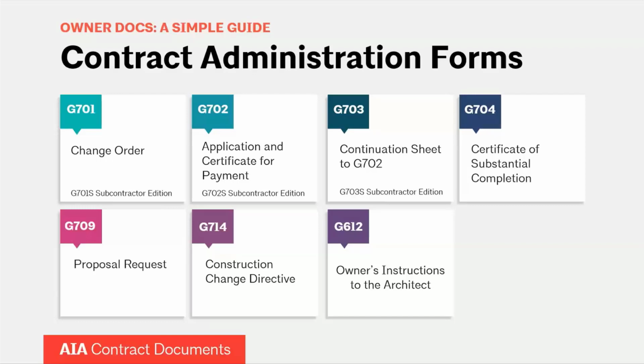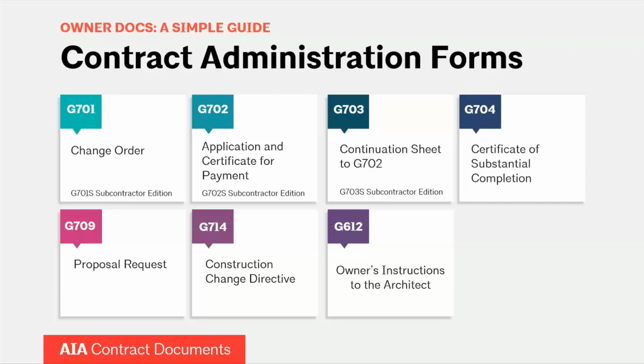I'm going to skip down to G709 and G714 because those are related to a change or a proposed change. So G709 is a proposal request. So it's a request for information about a potential change. So they can use that to request some sort of information about a change that may or may not happen. G701 is the change order, which is used once all the parties agree on the terms of the change. And between that, you've got G714, which is a CCD, a construction change directive, and that's used when you need to order the contractor to make a change.